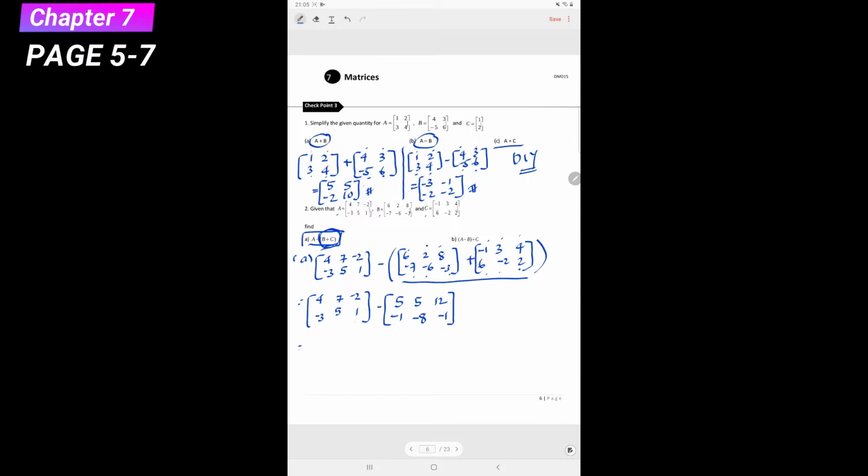Okay, tambah, tolak. Okay, 4 minus 5, we have negative 1. 7 minus 5, 2. Negative 2 minus 12, negative 14. Negative 3 minus negative 1, we have negative 2. 5 minus negative 8. Okay, so dia akan jadi tambah kan? Okay, so kita akan dapat 13 here. And then 1 minus negative 1, we have 2.